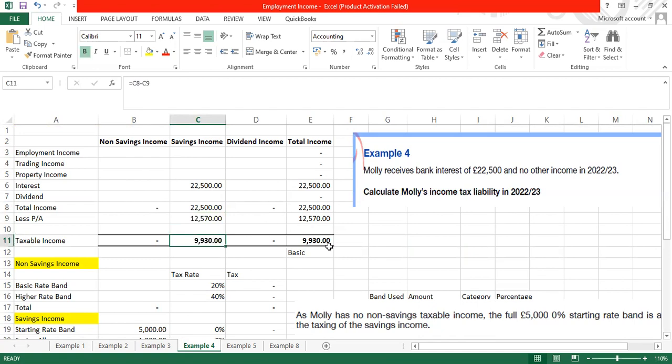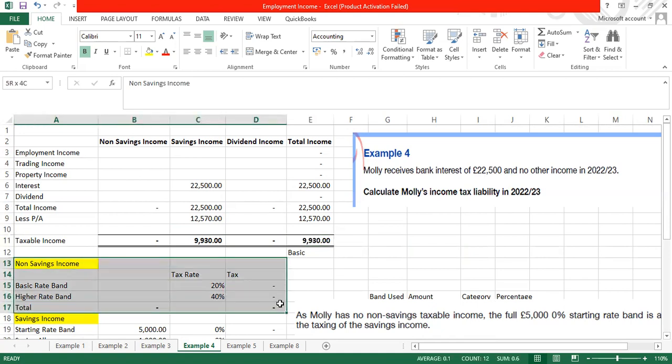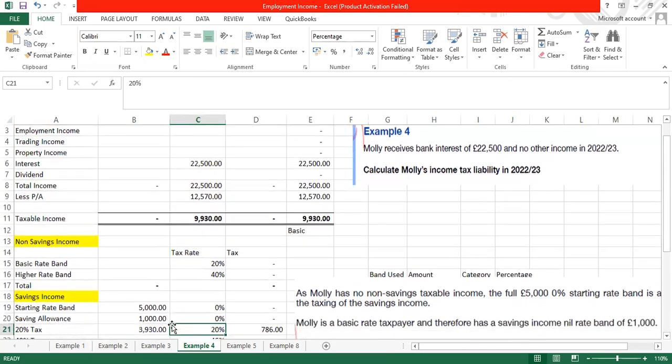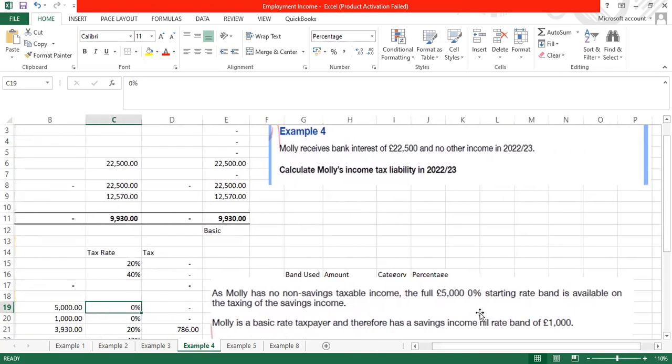So her taxable income is 9,930. Non-savings income is nothing, so we will straightaway jump to the savings income. Remember, the most important point here is that there is a starting rate band for savings income. If the non-savings income is less than 5,000 pounds, there is a 0% band available. As Molly has no non-savings taxable income, the full 5,000 pound 0% starting rate band is available on the taxing of the savings income.